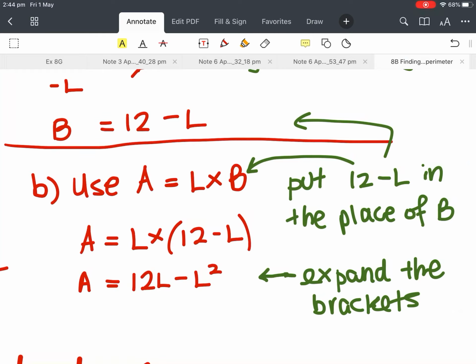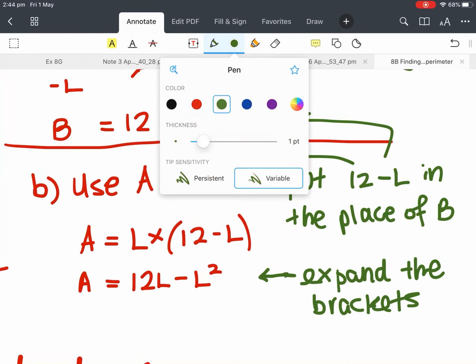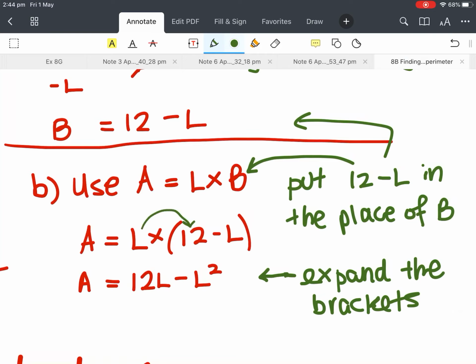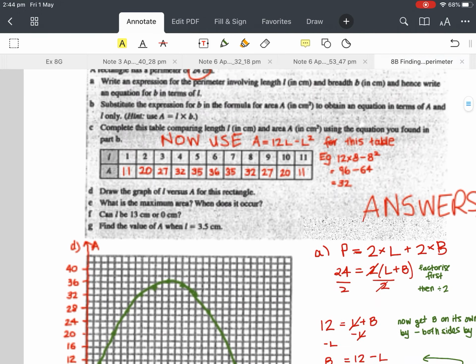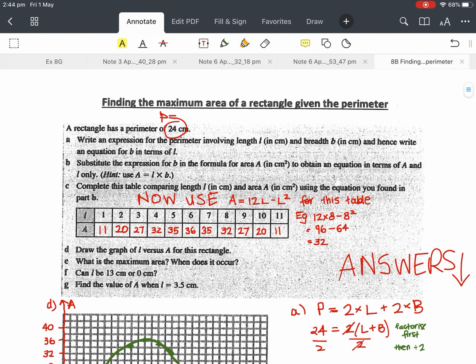So now my next step is to expand those brackets, and I'll put this in colour so you can see it. L times the 12 to get 12L, and then L times the negative L to get negative L squared. Okay, so that's my next step. So that's your answer for B. So B said, create and obtain an equation in terms of A and L. So we've already done B.